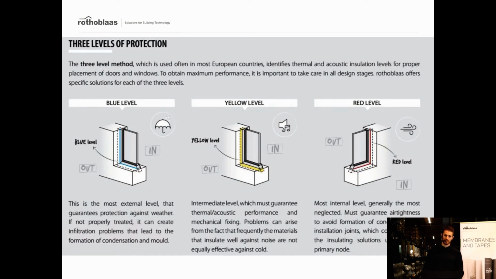And how do we protect them? There are always 3 levels of protection. There's the outside layer, which is the blue level in the picture, and it's basically protecting the window from the water coming from outside. We have the yellow level, which is in the middle, and it's really preventing the air and the cold air from getting in, and as well the noise, because noise comes together with air all the time. And we have a red layer on the inside for the airtightness.